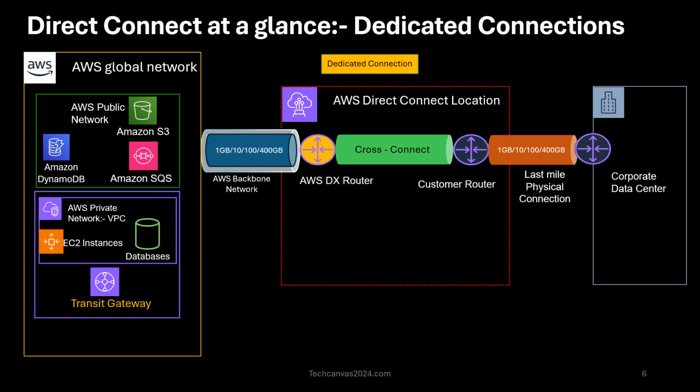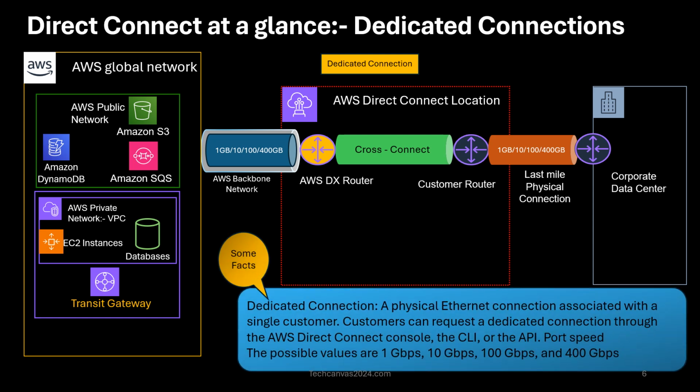Then step number 2, your router at the AWS Direct Connect location will connect to the AWS Direct Connect router, which further connects to the AWS Global Network, a privately secure network. The benefit of this is that the connection is private and secure, which complies with regulatory requirements from regulatory bodies in some countries. A dedicated connection is a physical connection associated with a single customer. Mind you, this is dedicated to a single customer. It is not shared. That's why it is called a dedicated connection.